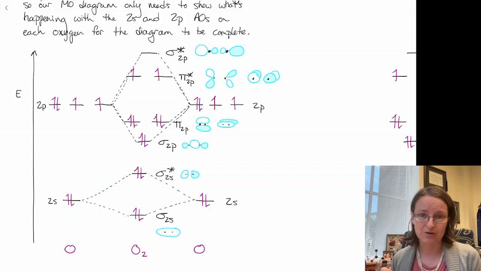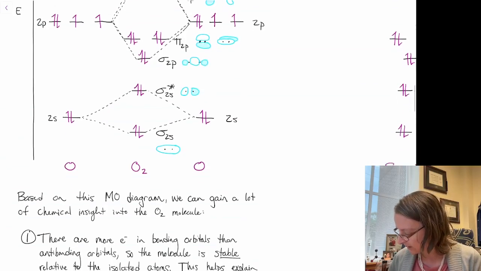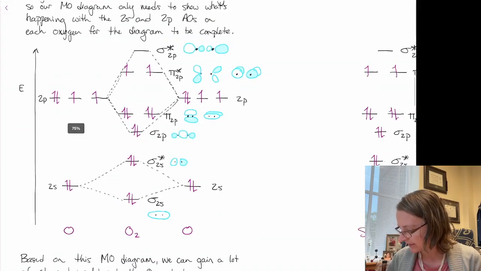And in a molecule like O2, if we're trying to fill electrons into 2 different orbitals that have the same energy level, we're going to fill them one at a time before we go and backfill them. So Hund's rule is still also true. All right, so why do we bother making a diagram like this?